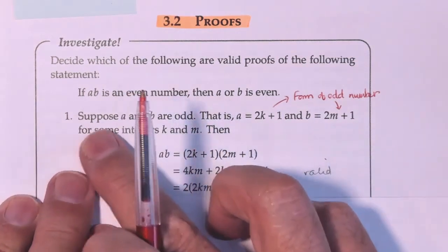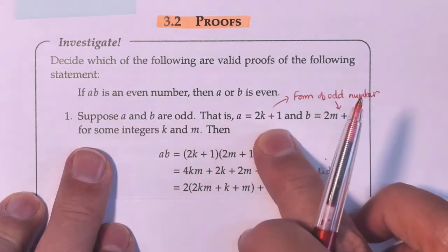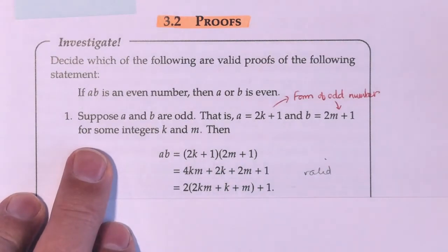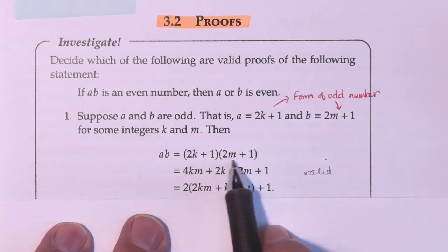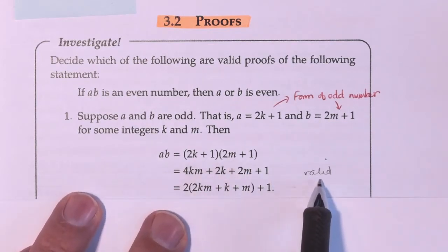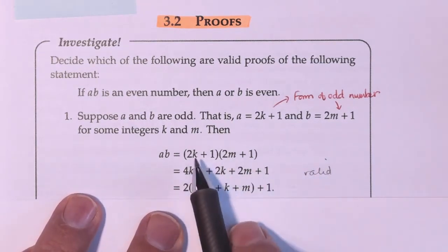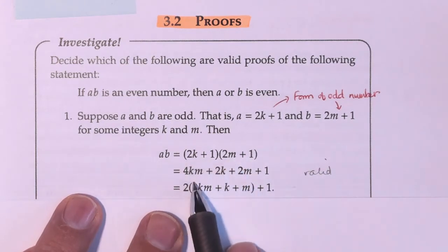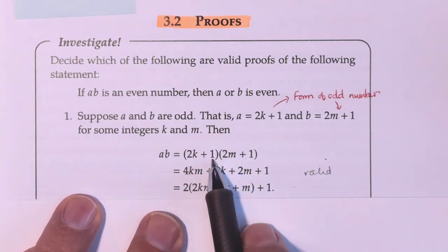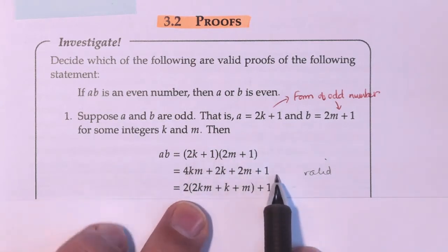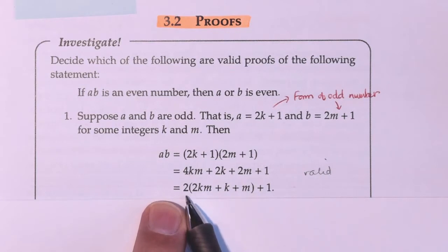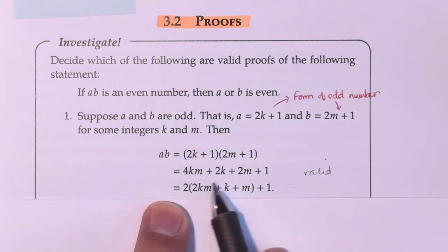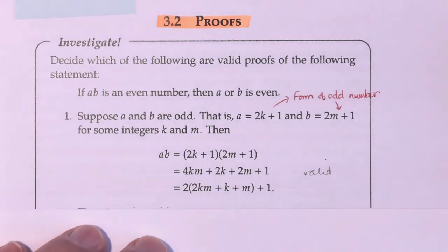Because all even numbers are multiples of 2 for some integer m. Okay, so suppose A and B are odd. That is, that A takes on that form, B takes on that form for some integers k and m. Then the product of the two would look like this. Now I've written here that it's valid. Now let's see why. If I distribute the two brackets, I get 4km plus 2m plus 2k plus 1. Now if you look at the first three terms, I can remove a 2. So it has the same form, 2 times something plus 1.